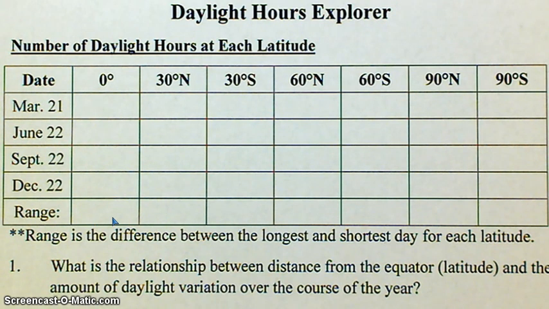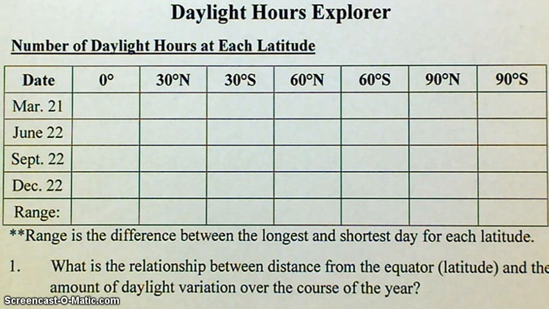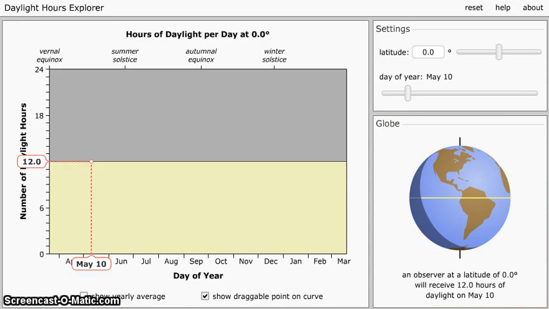Then you will calculate the range, which is just your biggest number minus your smallest number. And the range is going to tell you how much the number of daylight hours is varying over the course of the year. Okay, so you're not going to see me write these down, so you're just going to have to pay attention and follow along. Hit pause when you need to, that kind of thing. All right, so we're going to move over to the Daylight Hours Explorer.